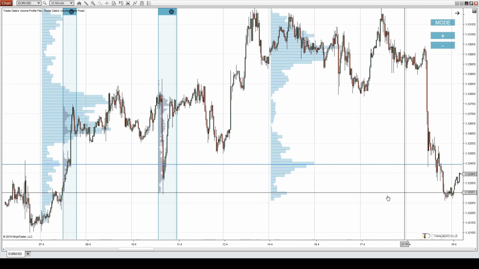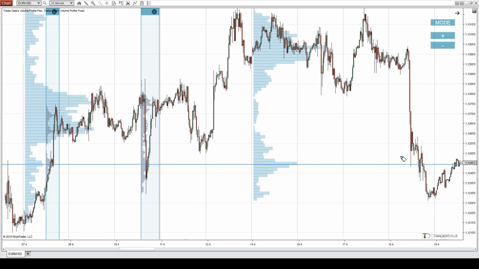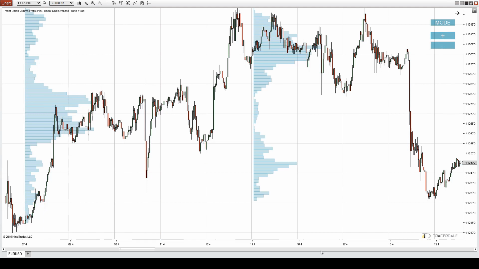Let's now have a look at how it worked. Here we go. Very nice reaction, very sharp and very precise. Basically stopped this sell-off. It's just like the price hit a wall and turned. Pretty cool, right?